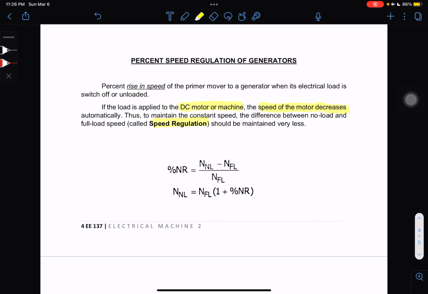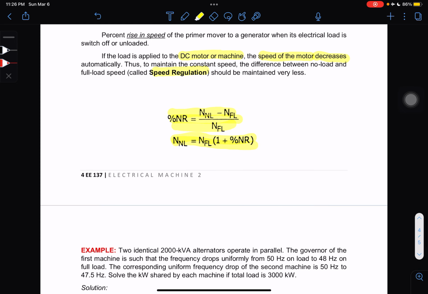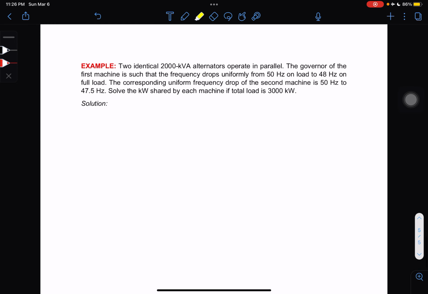So we have here our formula for percent speed regulation. We have NNL, so speed at no load minus speed at full load divided by speed at full load. And to solve for speed at no load, we have NNL is equal to NFL times 1 plus percent regulation sa atuang generator. So let's have an example for parallel operation. So we have here two identical 2000 kilovolt ampere alternators operating in parallel.